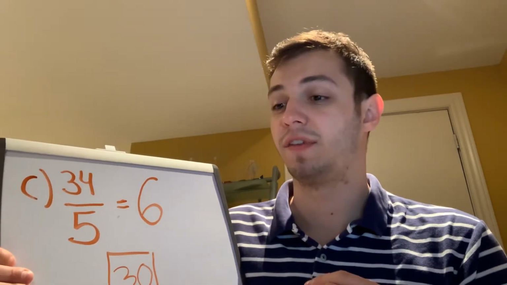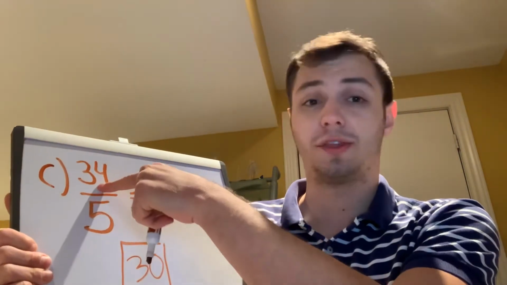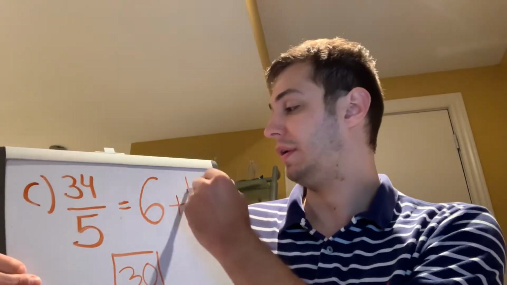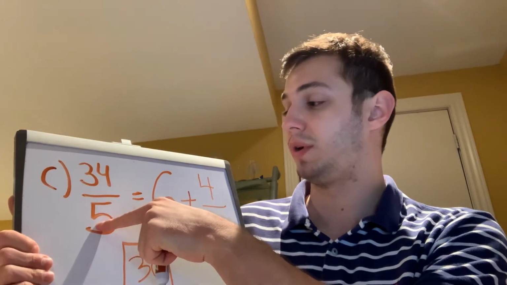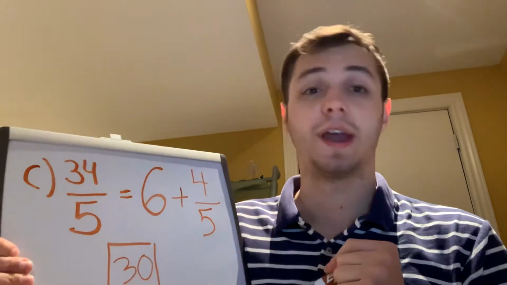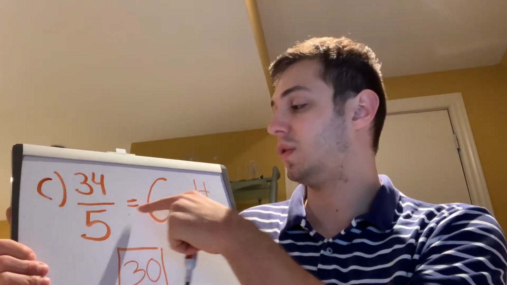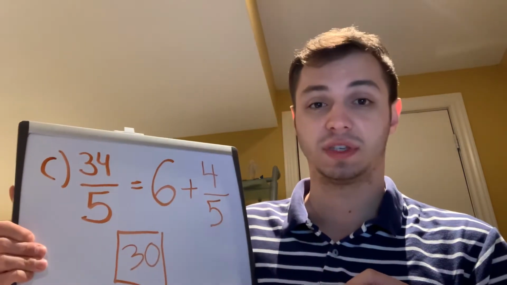So now what I have to figure out is what do I have to add to 30 to get to 34? Right? I need to add 4. But I have to make sure to put it over the same bottom number, so it'll be 4 over 5. So our answer is 34 over 5 equals 6 plus 4 over 5, or 4 fifths.